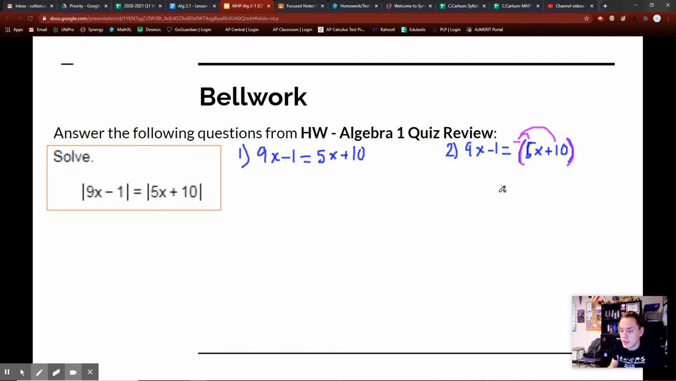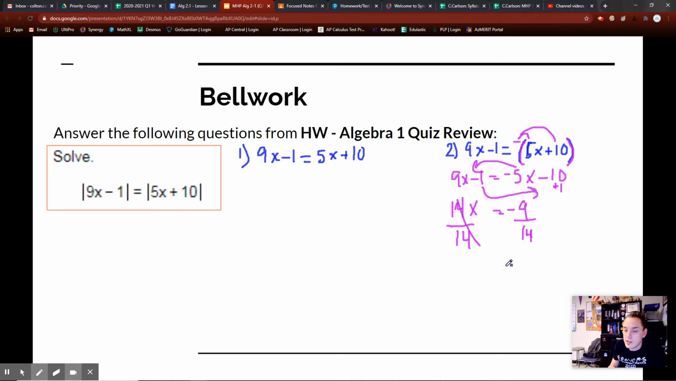So since we're right here, let's just go to town on this one. This is 9x minus 1, this is negative 5x, and then minus 10. I want to add the 5 over, so that will become 14x. I want to add the 1 over, so that will become negative 9. Okay, so what is x? X equals negative 9 over 14. If you get a fraction, don't freak out. Sometimes you'll get fractions. Don't be like, oh my gosh, I did it wrong. No, that's not always the case.